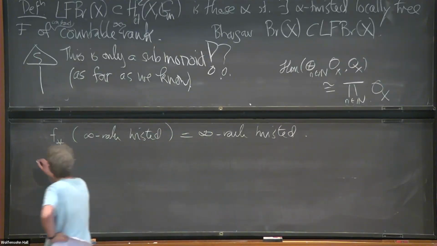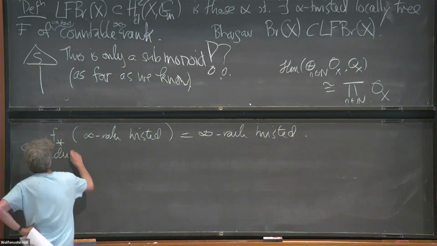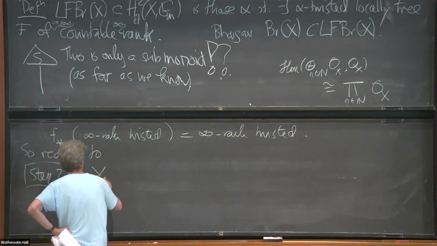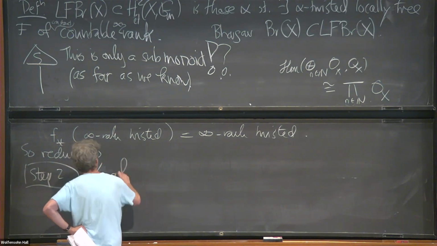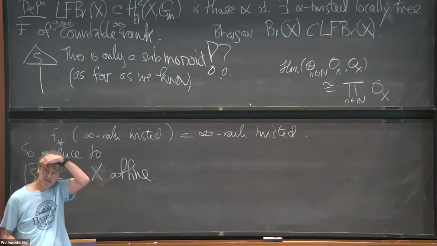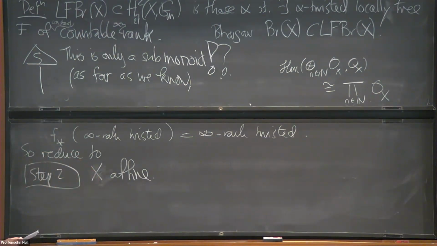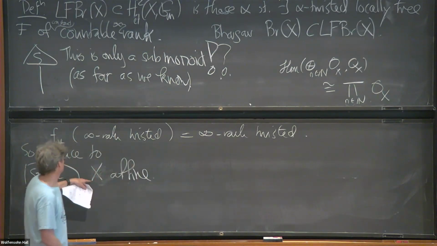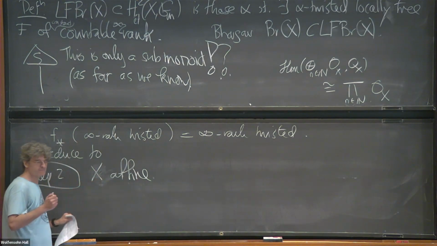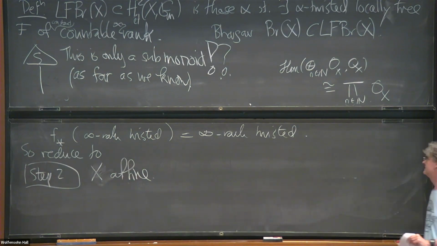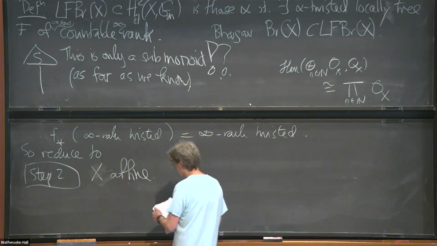So step two: X is affine. And here there is this fun argument that is in this paper by Gabber about the Brauer group, that if you have any alpha torsor over an affine, you can dominate it by a Zariski covering of a finite locally free covering.